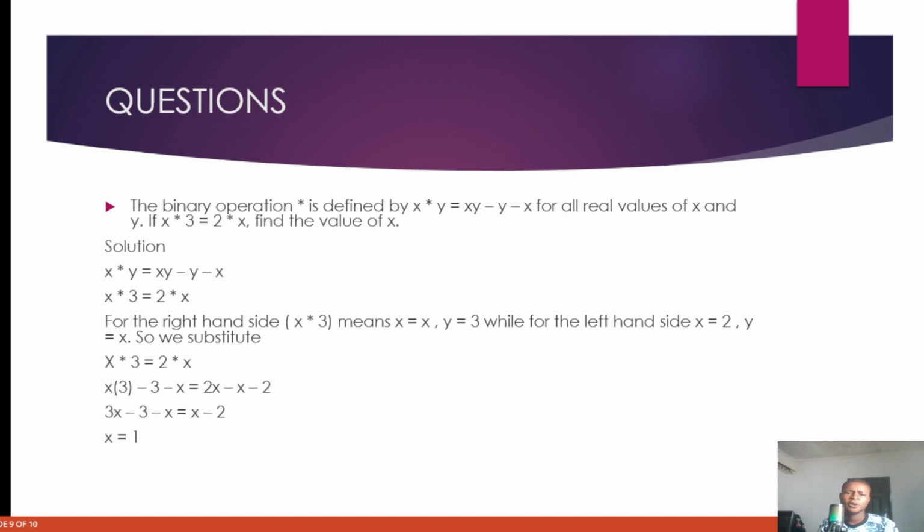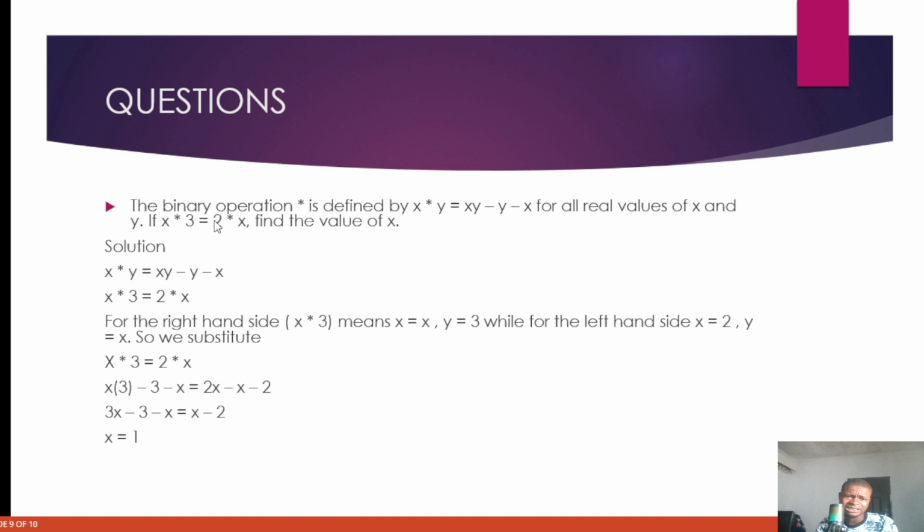So obviously, we can go for the right hand side first, and later go for the left hand side, or we substitute the two at the same time inside this binary operation. So on this side, my x still remains x, my y remains 3. That is why we have made a substitution here.